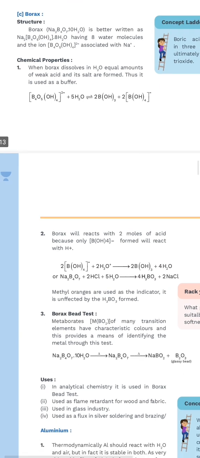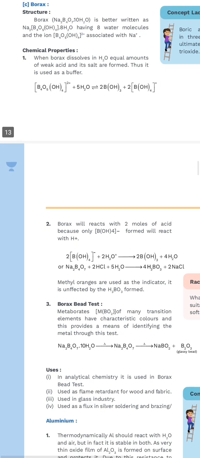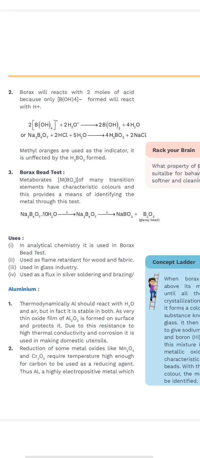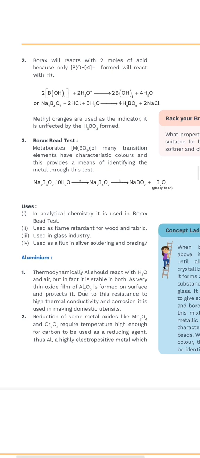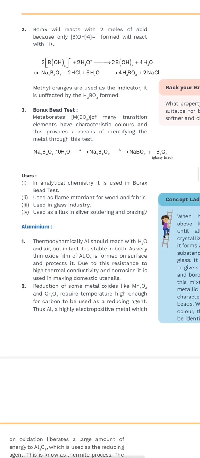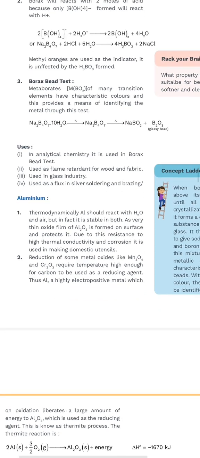Chemical properties. When borax dissolves in water, equal amounts of weak acid and its salt are formed, thus it is used as a buffer. Second, borax will react with 2 moles of acid because only these species are formed which will react with H positive. Methyl orange is used as the indicator. It is unaffected by the boric acid formed.